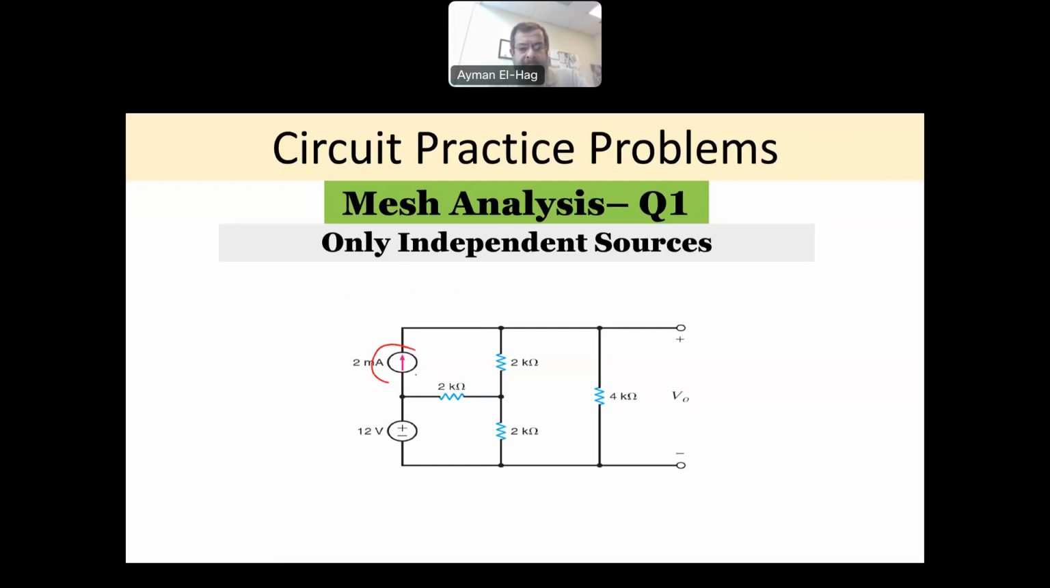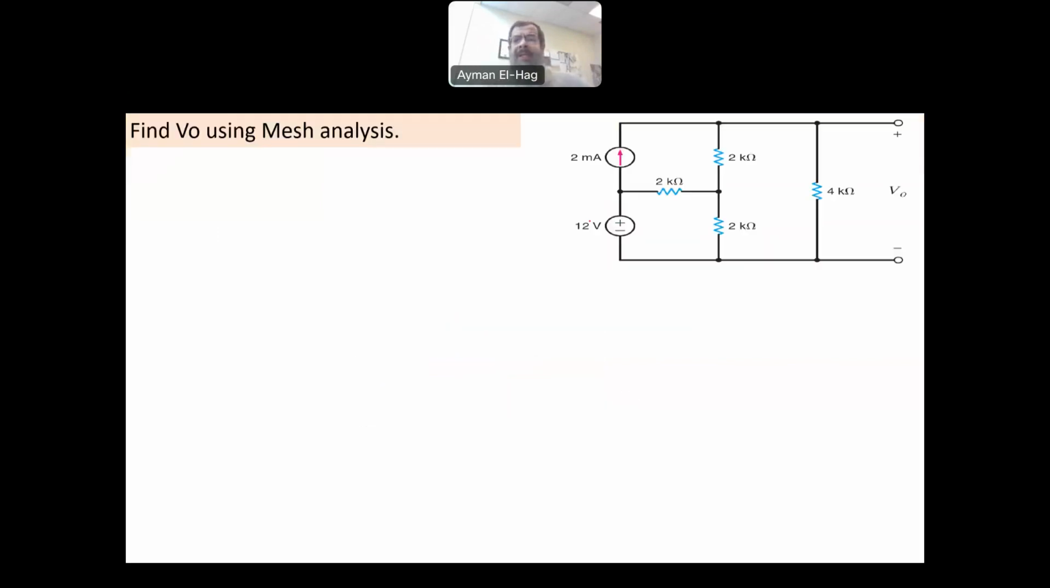And you see here the current source is basically in a branch on the side of the circuit in the loop, but it's only in one loop. It's not shared between multiple loops. We will see what will happen if the current source is shared by multiple loops. So the question is asking us to find V out. What is the output voltage for this circuit?